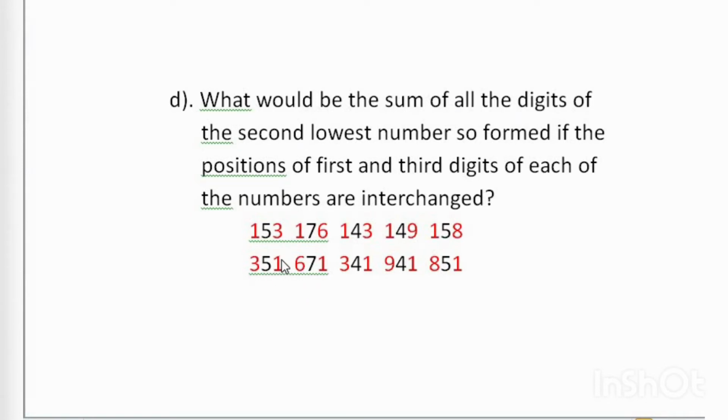So what would be the sum of 3 and 5 and 1? It is 9. So 9 is the answer.